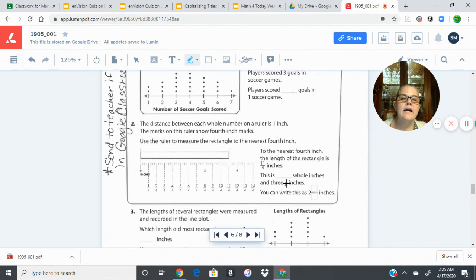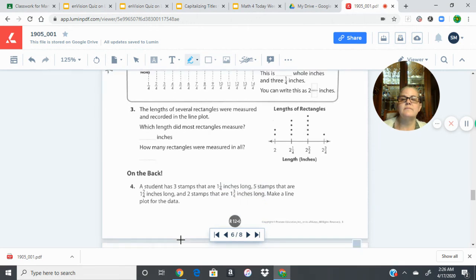This is how many whole parts, so how many whole numbers did it pass, and 3 1/4 inches. You can write this as 2 and what fraction? So looking at this one, 2 and how many more? It's cut into 4 parts.